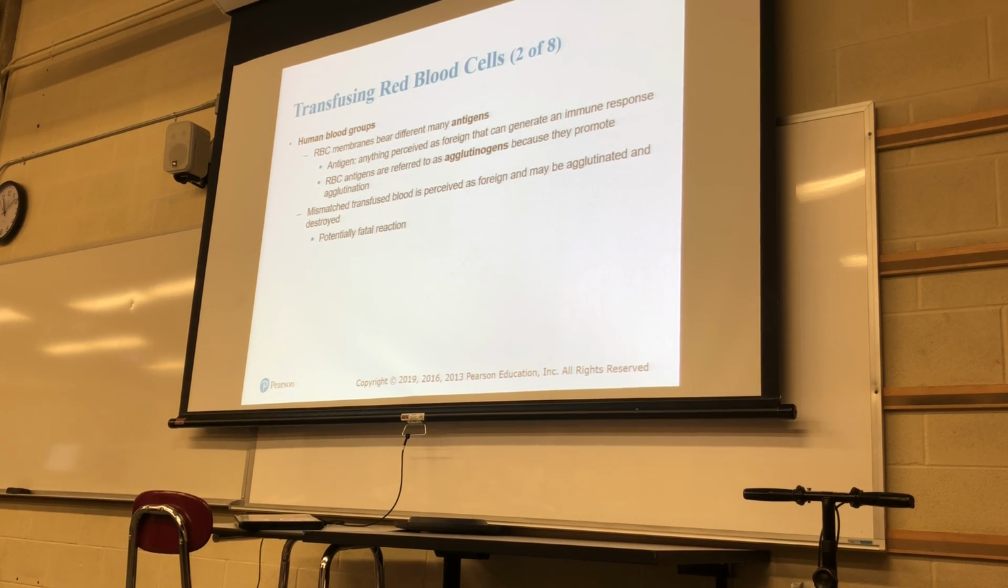AB has antigen A, antigen B, no antibody. O, forget it, I can't take nothing. O can go to anybody because they carry nothing. So there's 4 types. A, B, AB, and O. AB is known as the universal acceptor. O is known as the universal donor.